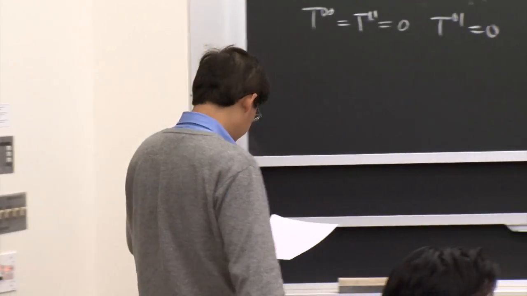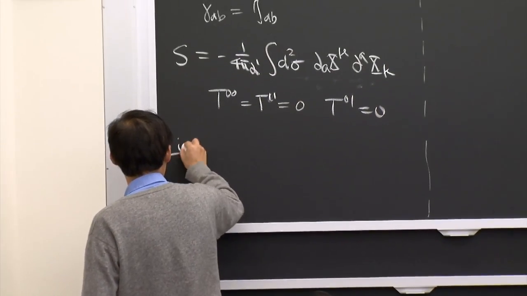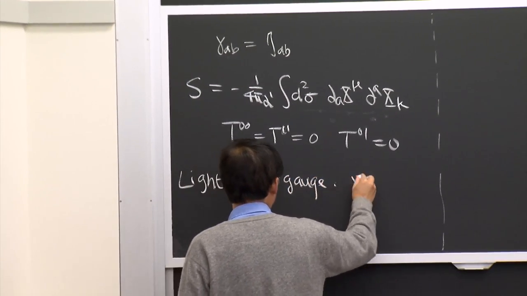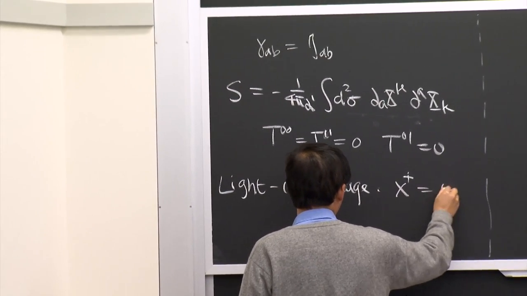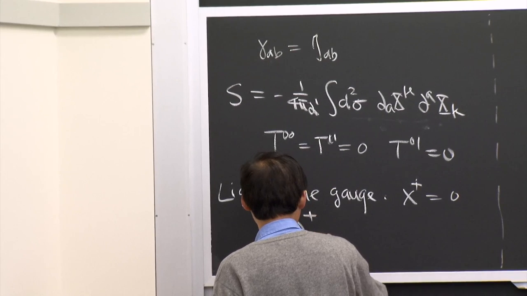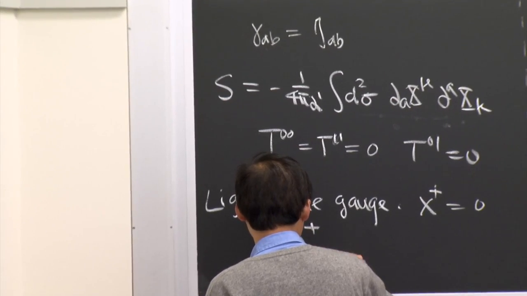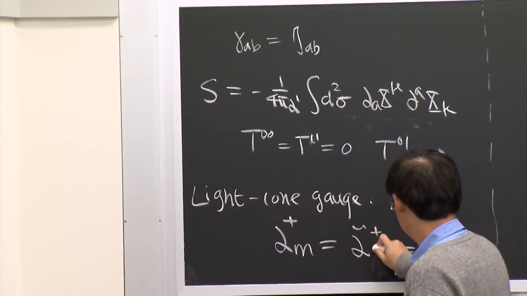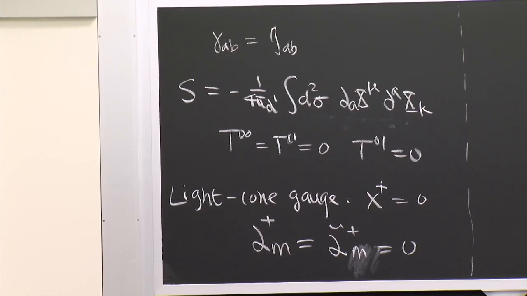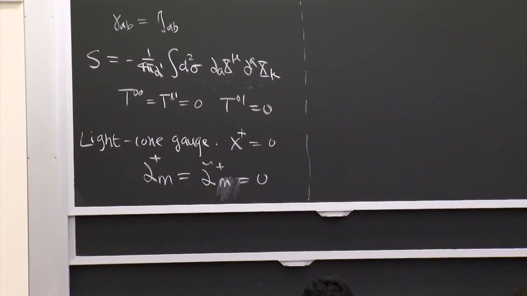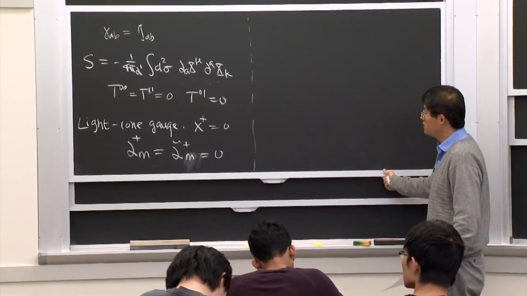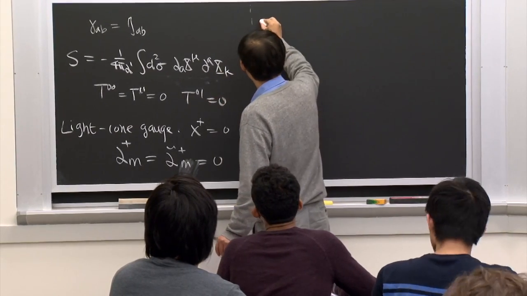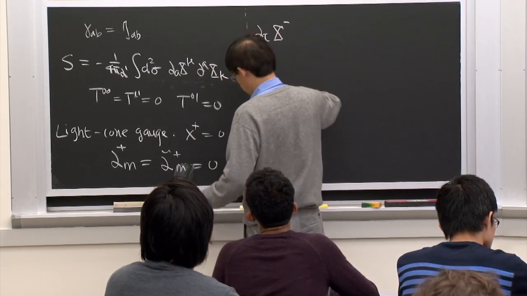And in the lightcone gauge, x plus can be set to 0. Also, everything related to alpha plus, alpha tilde plus, all the oscillation modes related to the plus, are also set to 0. So there's only the tau term left in the lightcone gauge. And the Virasoro constraints become, I have tau x minus.